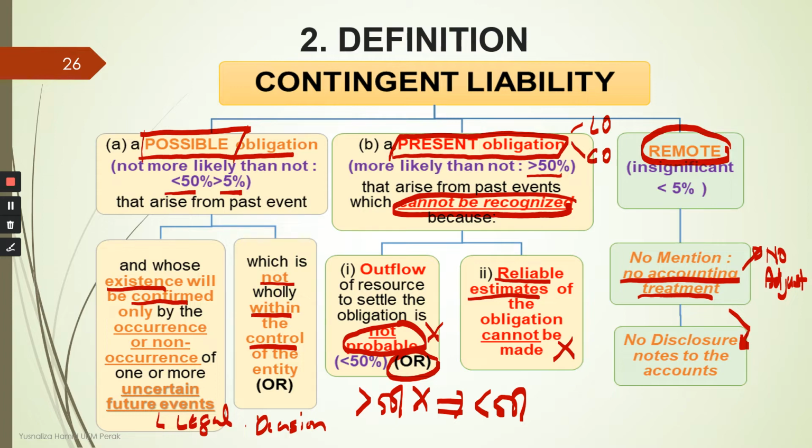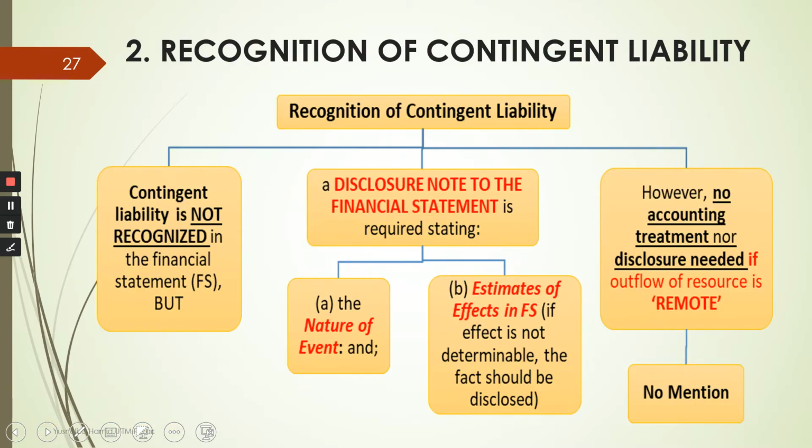Don't do anything. So let's look at how we recognize contingent liabilities. For your information, contingent liabilities cannot be recognized in the financial statements, meaning that they do not meet the definition of a liability. Therefore, they will not involve any debit or credit to the accounts. So no debit to the expense, no credit to the liability, because it does not meet the criteria for recognition, right? However, you need to make a disclosure note to the accounts.